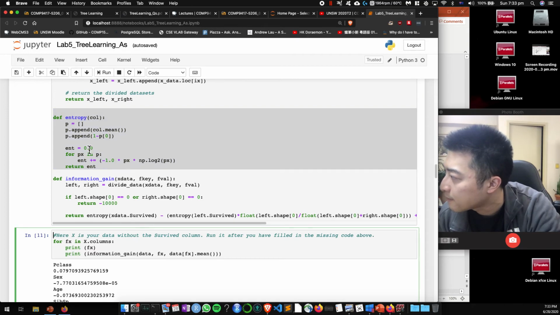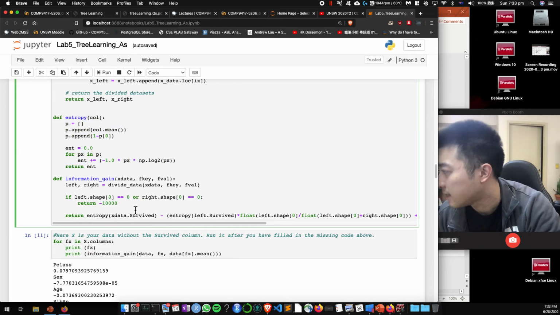Entropy we've already talked about before. Remember the formula: you look at the negative of the probability, the proportion of that class, times the log base 2 of that proportion again, and you sum it all up. This is a summation.